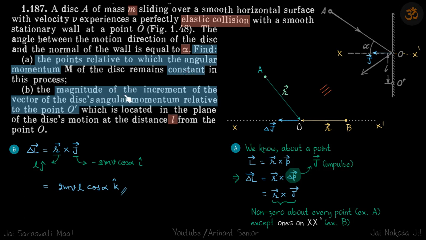And second, what is the increment in angular momentum with respect to point O dash, where O dash is at a distance L from O. So first, let's find the points relative to which the angular momentum is constant.